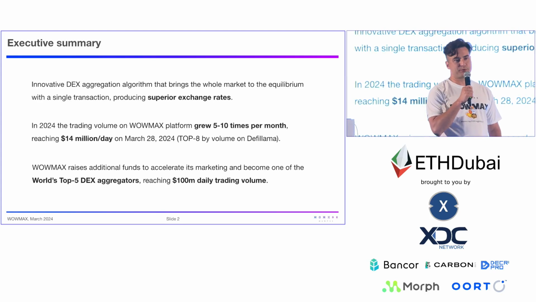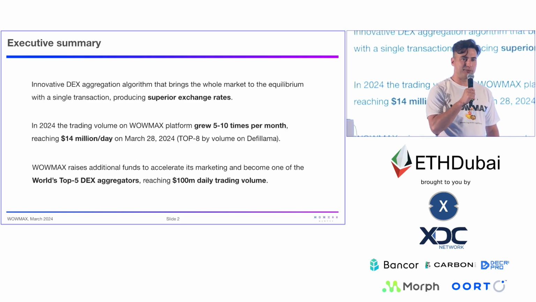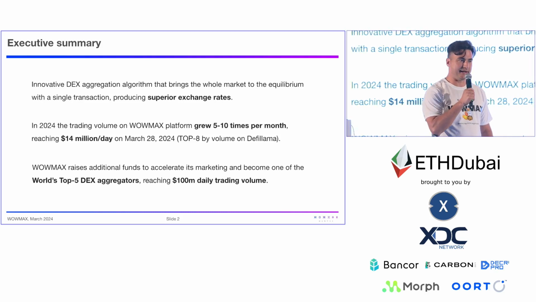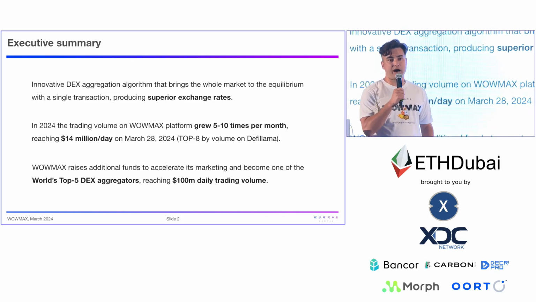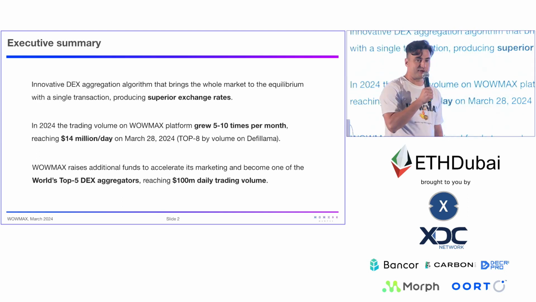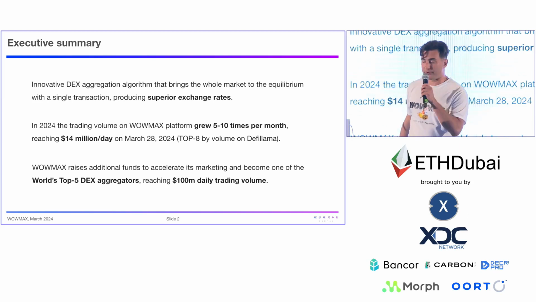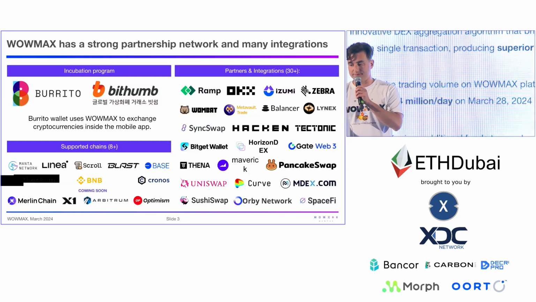Currently we process about 25 to 30% of all DEX trading volume on Manta Pacific. We have big traction on chains like Blast, Scroll, Linea, and of course Ethereum as well. This year our trading volumes were growing 10 times per month. And the reason is that we have superior exchange rates.